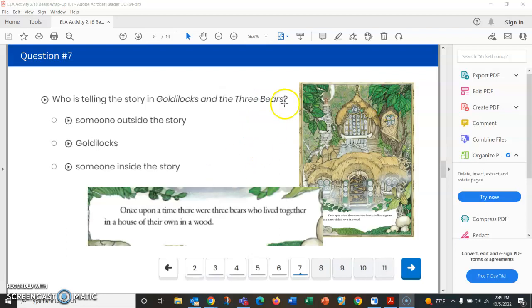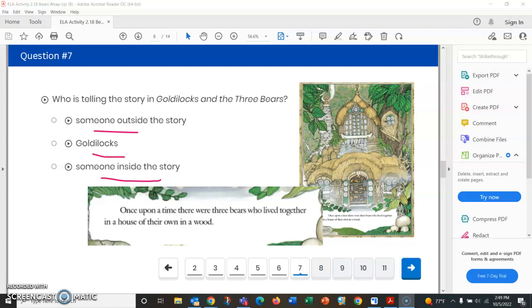All right, we're halfway through. Now we're on to who is telling the story Goldilocks and the Three Bears. And this was inside your OLS lessons, the book Goldilocks and the Three Bears by Jan Brett. And so I just pulled the first page out of the book here so we could take a look at some clues. Is somebody outside the story telling the story, somebody inside the story, or Goldilocks herself? So let's look at the clues here.